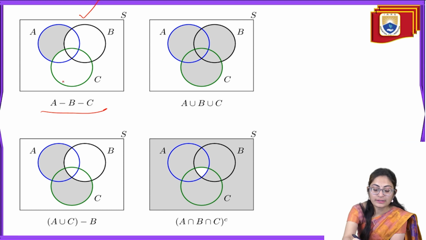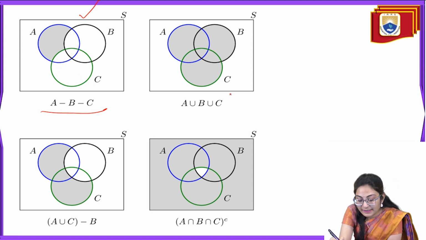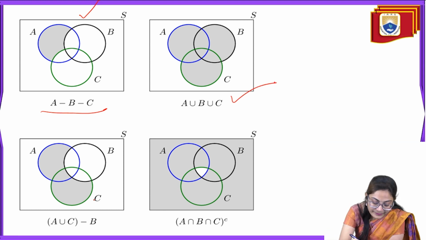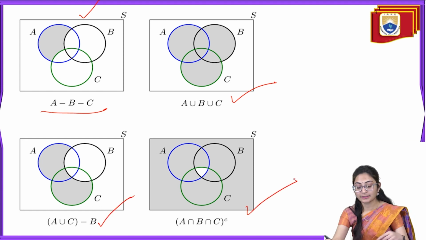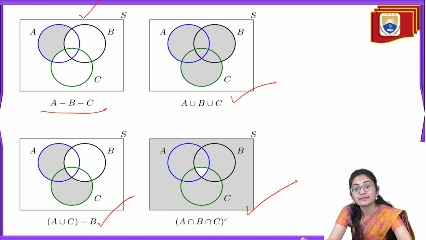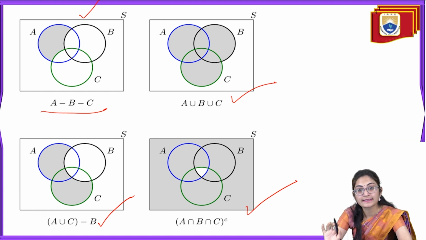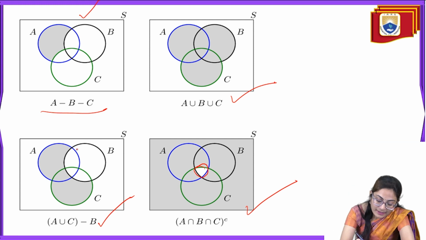This diagram is showing A minus B minus C. Then A union B union C. A union C minus B. And A intersection B intersection C. So this portion will display. Here this portion will display. After that here this portion.